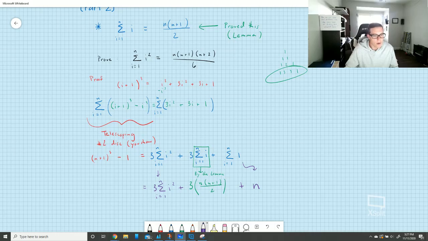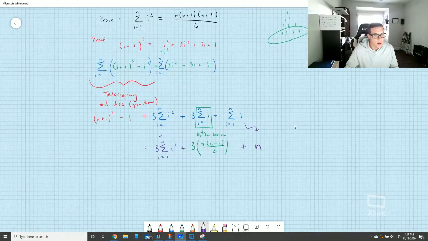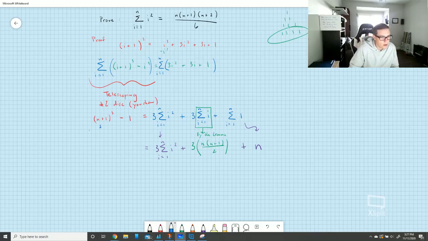And I am going to then multiply all this out. So this would be just like we saw earlier, kind of n cubed plus 3n squared plus 3n plus 1 and then minus 1. So those cancel. So n cubed plus 3n squared plus 3n. Cool. Get the summation of I squared by itself and you're done.